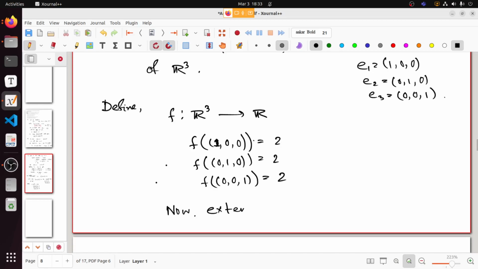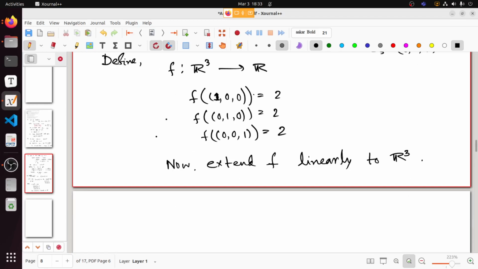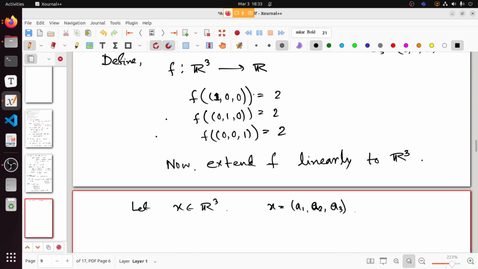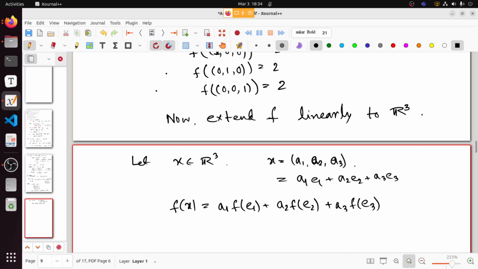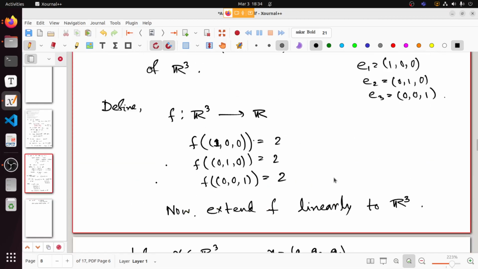Now extend f linearly to R3. So what is the meaning of this? How to extend this linearly to R3? It means you have to define it on arbitrary vectors, right? So let's say x is in R3, which means x is (a1, a2, a3). You can write this in terms of the basis vectors as a1 E1 plus a2 E2 plus a3 E3, right? And now you know the action of f on the basis vectors. So f of x will be a1 f of E1 plus a2 f of E2 plus a3 f of E3. You know all three, so you completely know the value of f(x), right? This is the meaning of extending f linearly to the whole of R3. So the function is now well defined.